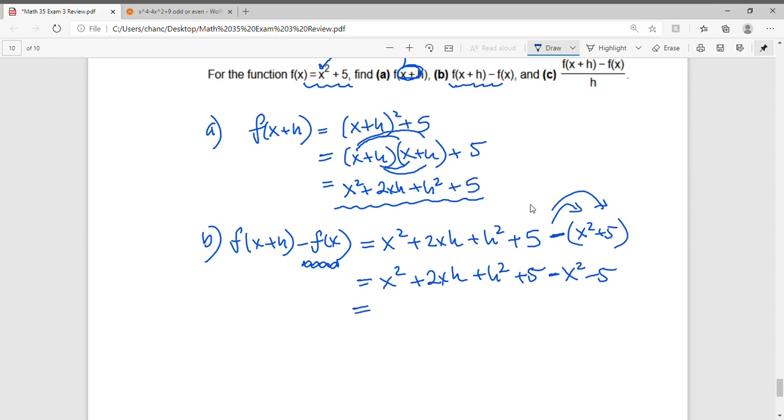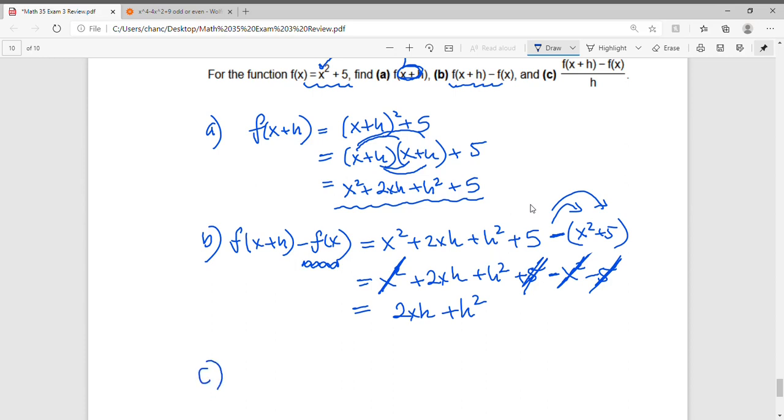I can see what simplifies. Notice the x squareds cancel out, and the 5s cancel out. That's 2xh plus h squared. So that's f of x plus h minus f of x. That's equal to 2xh plus h squared.